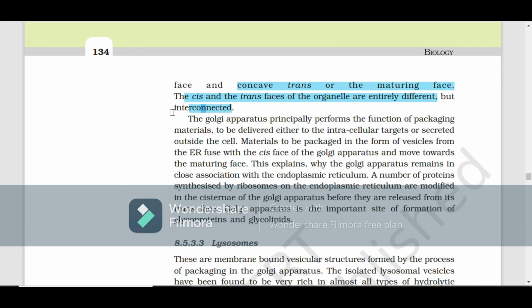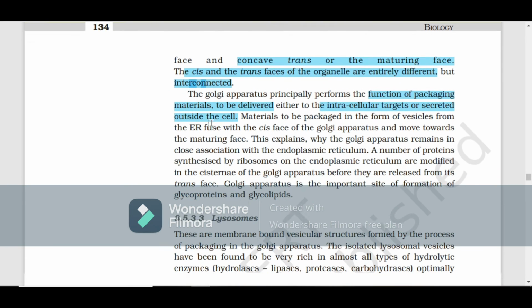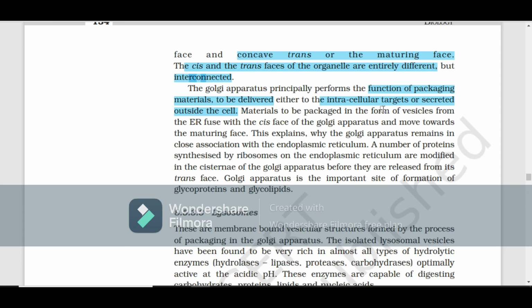You can find certain interconnections between them. Okay, the Golgi apparatus. We will be seeing the role of it: it principally performs the function of packaging materials to be delivered either to the intracellular targets or secreted out of the cell. So just like our endoplasmic reticulum, we saw rough endoplasmic and smooth endoplasmic reticulum. And under rough, what were their roles? It helped in protein synthesis and secretion, while the smooth endoplasmic reticulum was helping in steroidal hormone formation, lipid synthesis, and all. Now, the Golgi complex, here it helps in packaging of those materials.